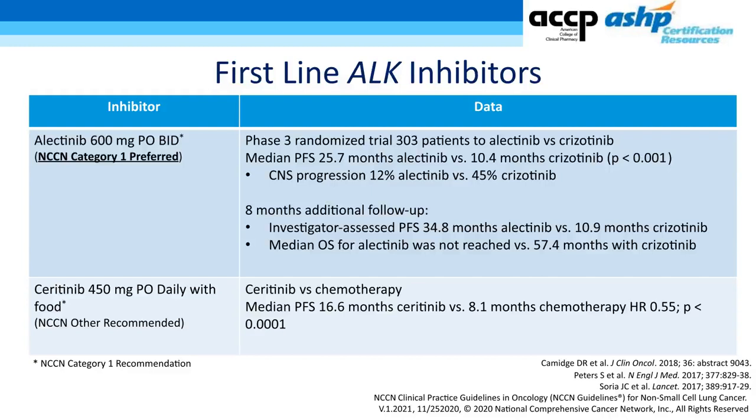This was based on the ALEX trial, which was a phase 3 randomized trial evaluating alectinib versus what would have been appropriate first-line options of treating ALK positive disease with crizotinib. What they found was a median progression-free survival improvement with alectinib at 25.7 months compared to 10.4 months.